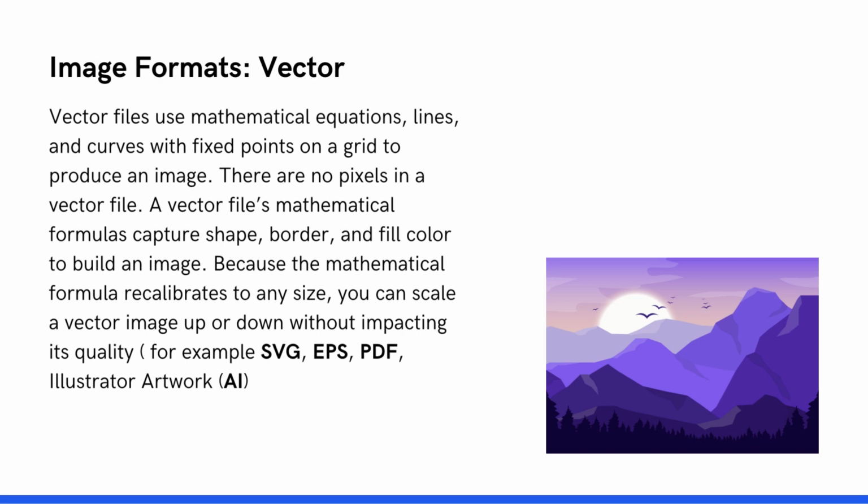Image formats, vector. Vector files are mathematical equations, lines, and curves with fixed points on a grid to produce an image. There are no pixels in a vector file. A vector file's mathematical formulas capture shape, border, and fill color to build an image. Because the mathematical formula recalibrates to any size, you can scale a vector image up or down without impacting its quality. For example, SVG, EPS, PDF, or Illustrator artwork.